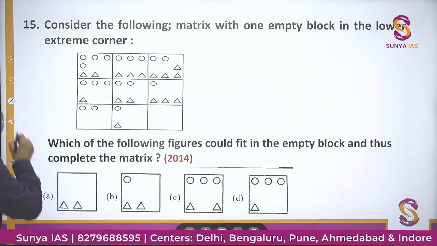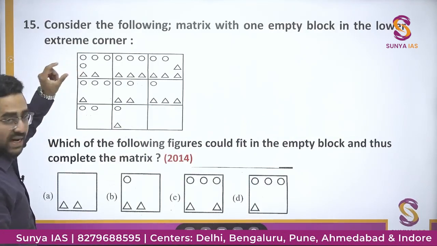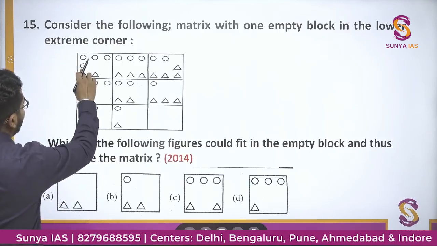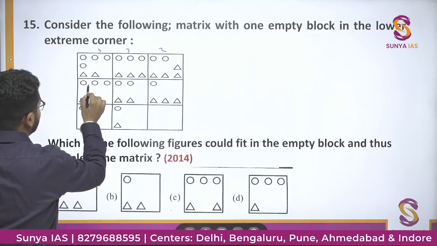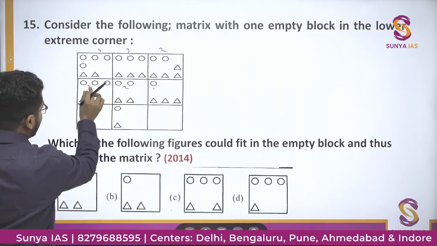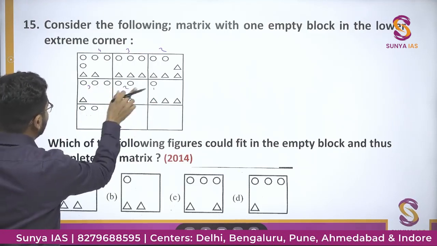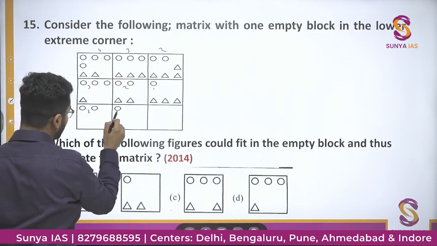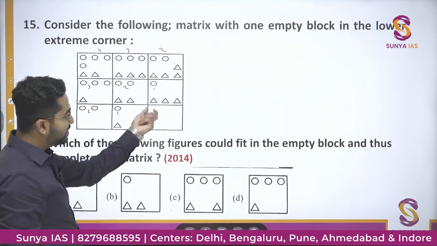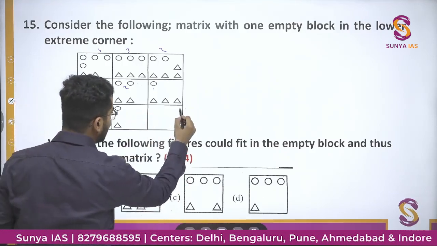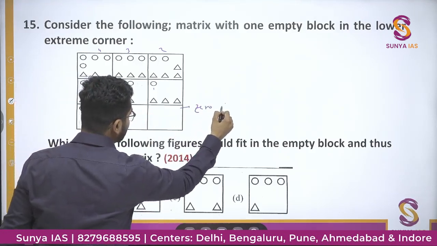Now if I see, I'll see the circles first. There are four circles, three circles, two circles. Three circles, two circles, one. So every time the number of circles is getting reduced by one. 3, 2, 1. 4, 3, 2. Here it is 2. Here it is 1. Then there will be 2, 1, and then 0 circles. So there will not be any circles. So here it will be 0 circles.